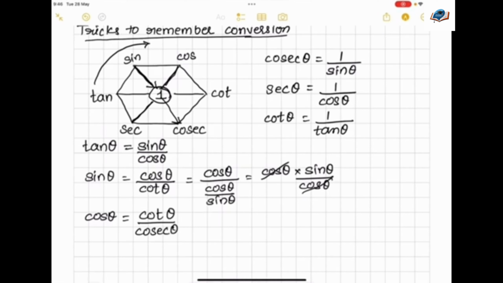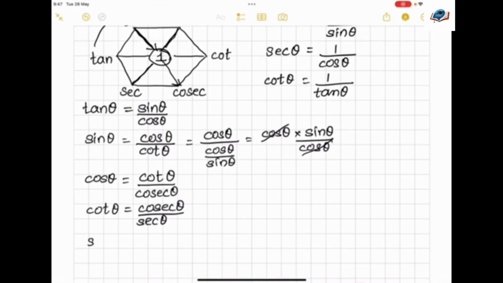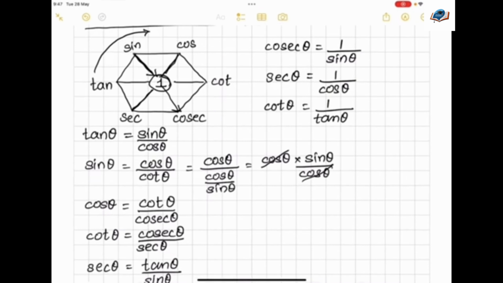If I go clockwise, I will get one pattern of formula, that is cot theta will be equal to cosec theta upon sec theta. Sec theta equal to tan theta upon sin theta. Now one doubt arises in my mind, if instead of clockwise I start anti-clockwise, then cot theta will be equal to cos theta upon sin theta. Both the ways you can move and you will get the correct formula.